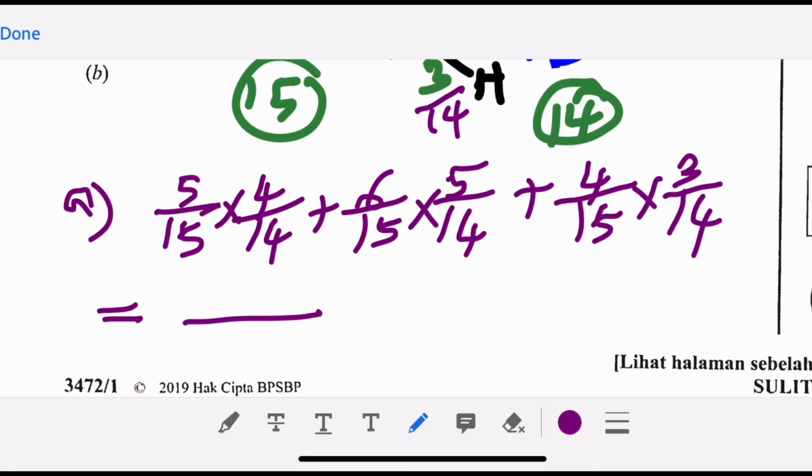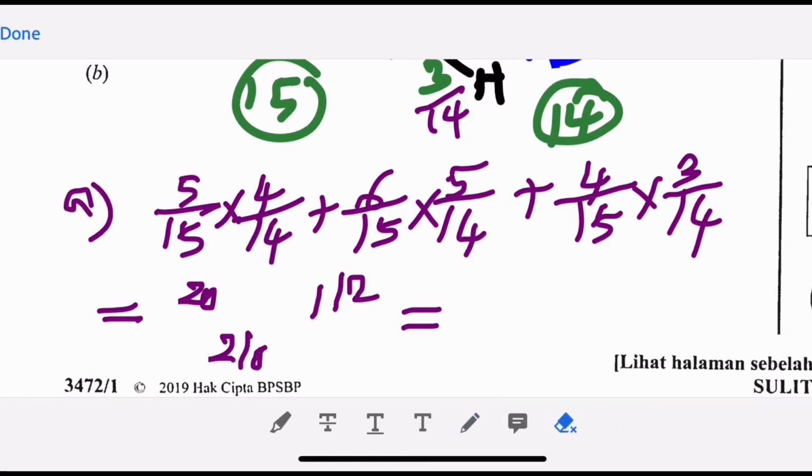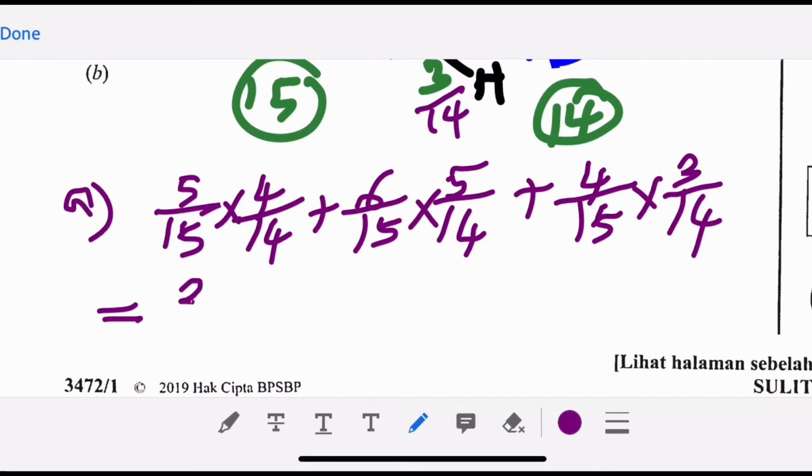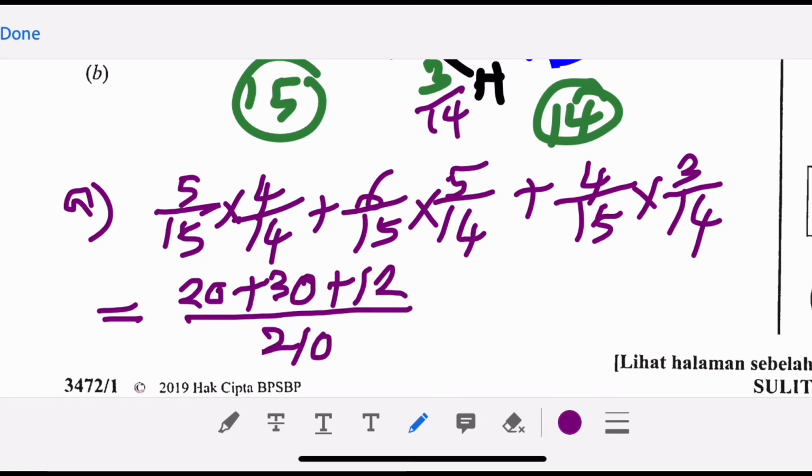The best thing is you just calculate the denominator, 15 times 14. Then you just add on 5 times 4, 20, plus 6 times 5, 30, plus 4 times 3, 12. Okay, 20 plus 30 plus 12. Then you simplify your answer to the simplest form, and after that you double check whether there is any mistake or not. So I add everything, 20 plus 30 plus 12 over 210.